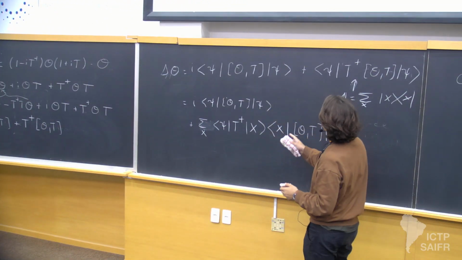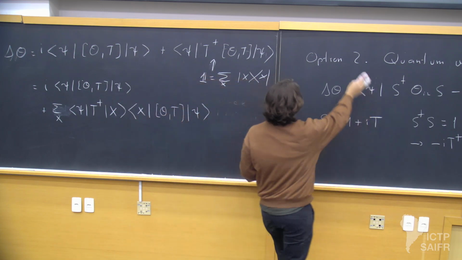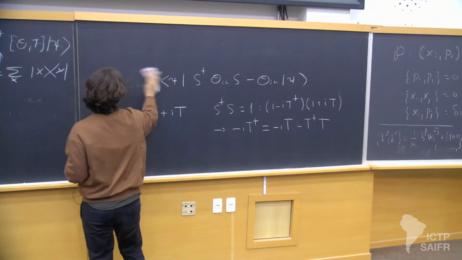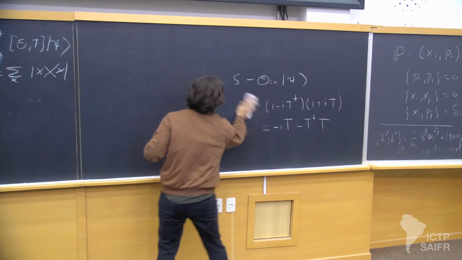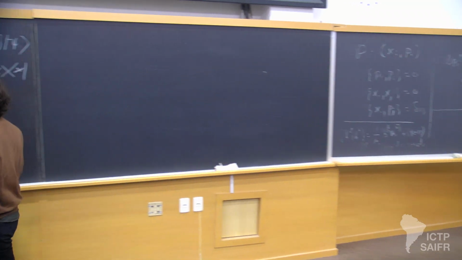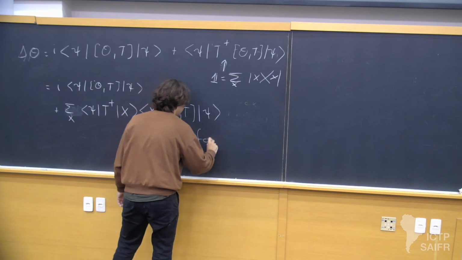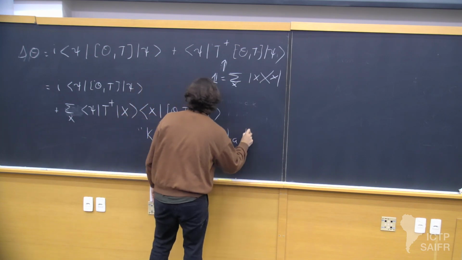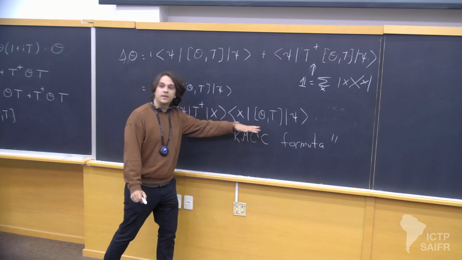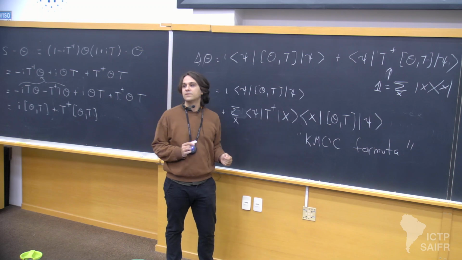So to finish the calculation, I need to actually tell you what this initial state was. By the way, this formula has a name. This is called the KMOC formula, after Kosower, maybe, and O'Connell, who were the first to think about these observables in this formalism, but in this language of scattering amplitudes.